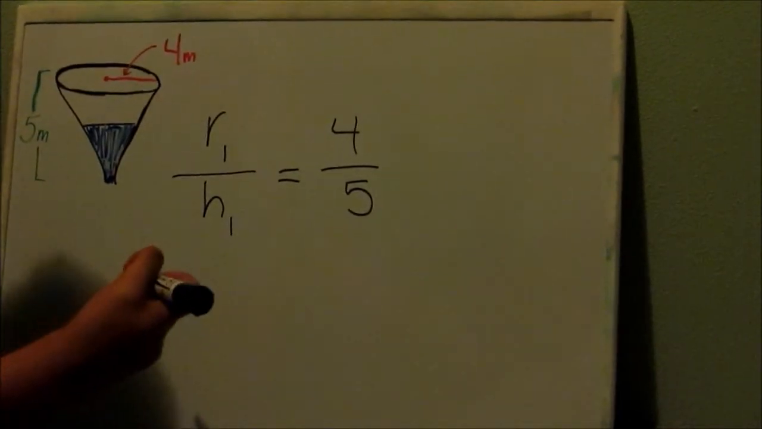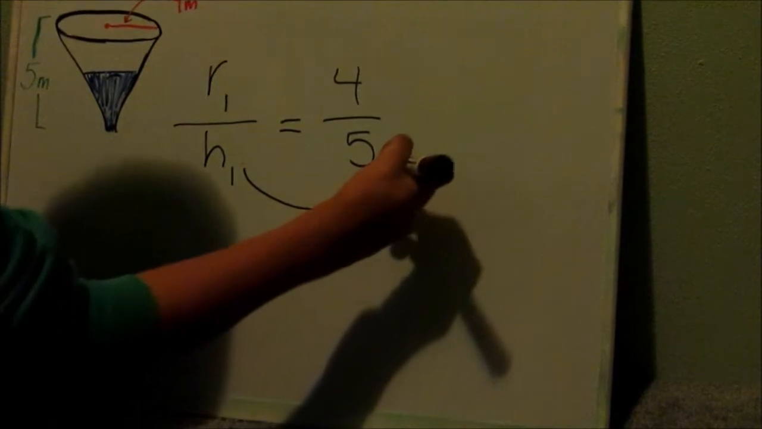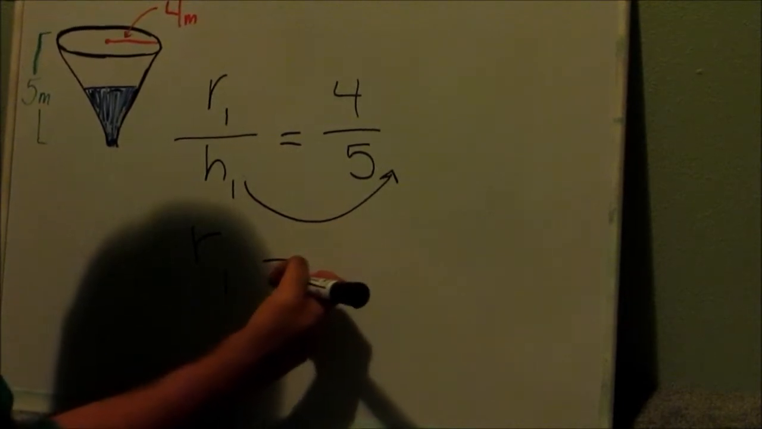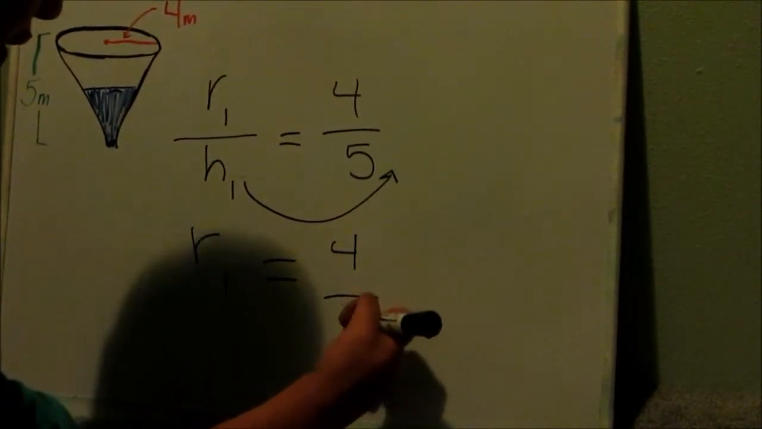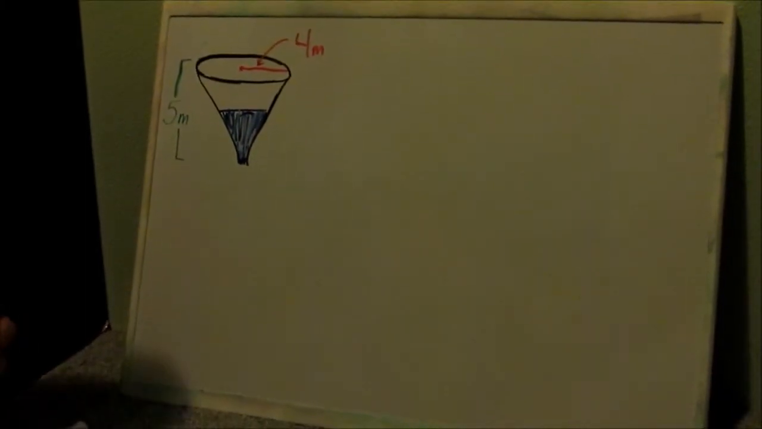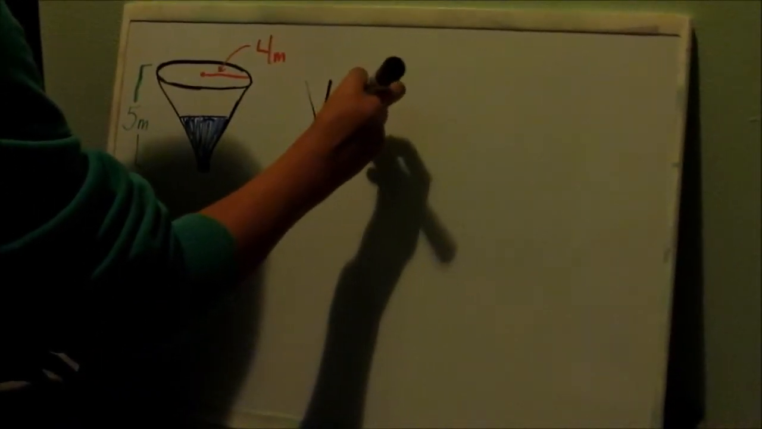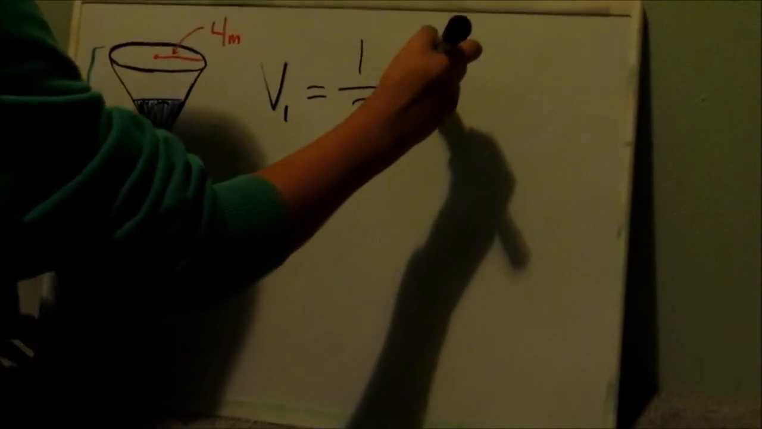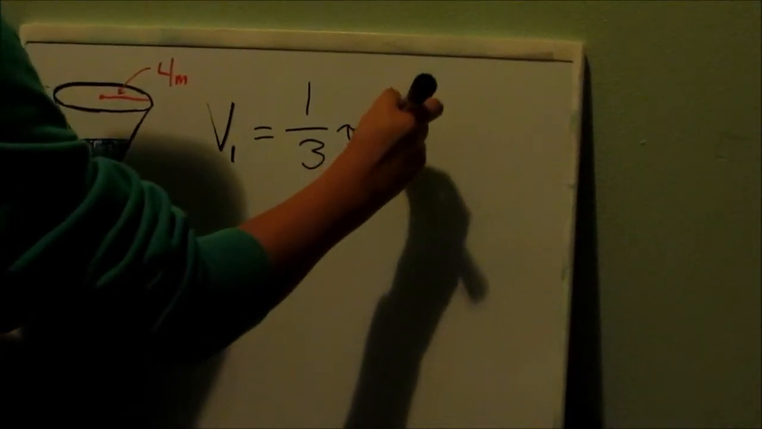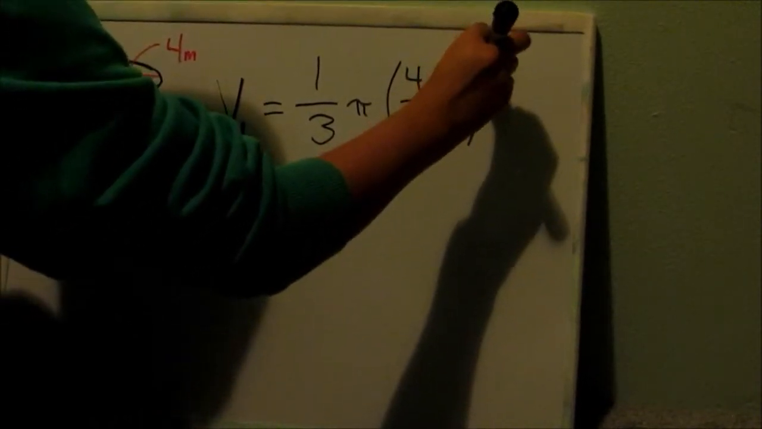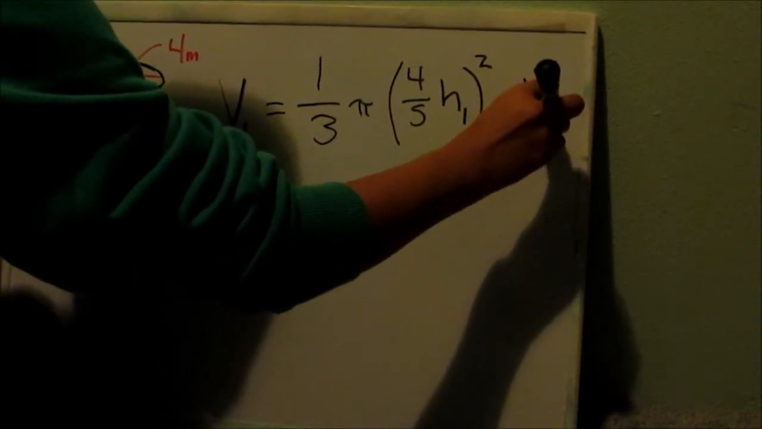Solve for R sub 1 by multiplying H sub 1 on both sides. R sub 1 then equals 4/5 times H sub 1. Now we know what R sub 1 is and can substitute it into the formula like so. V sub 1 equals 1/3 pi times 4/5 H sub 1 squared times H sub 1.